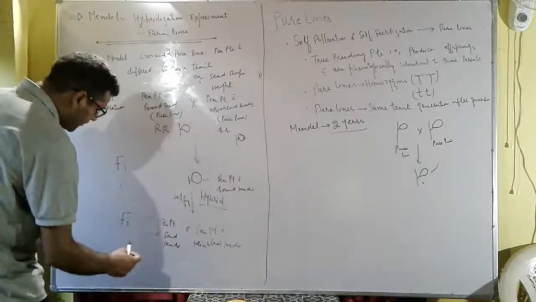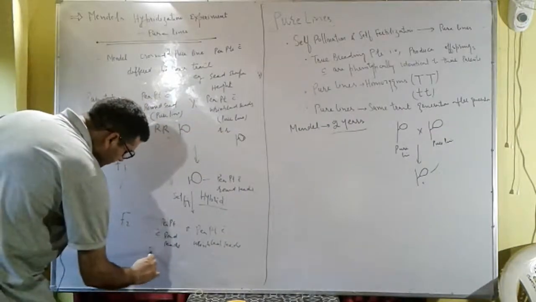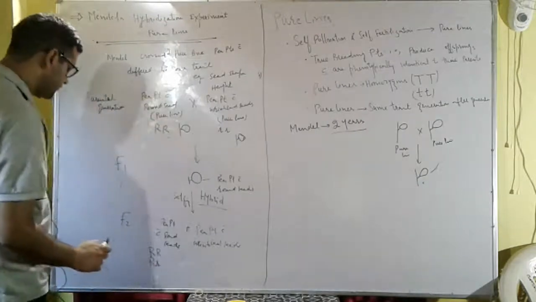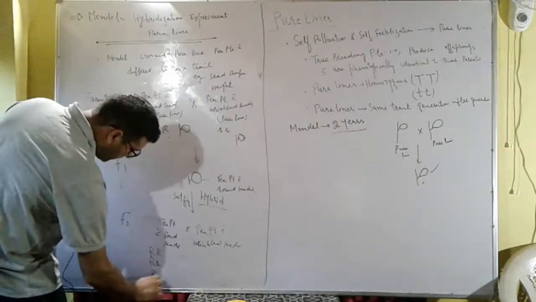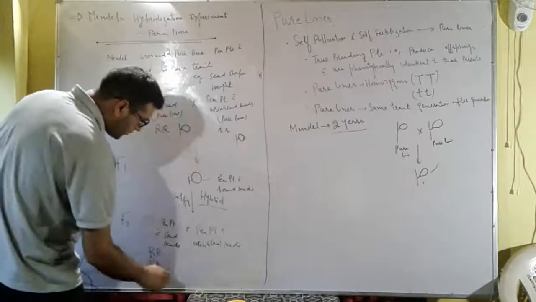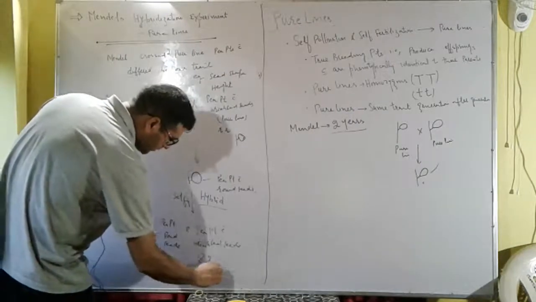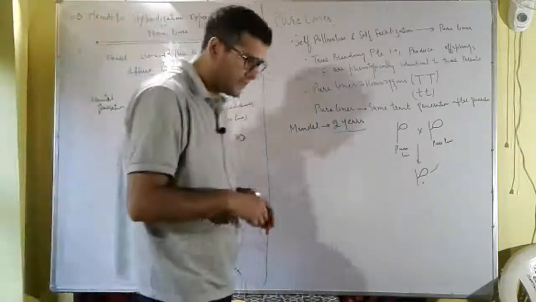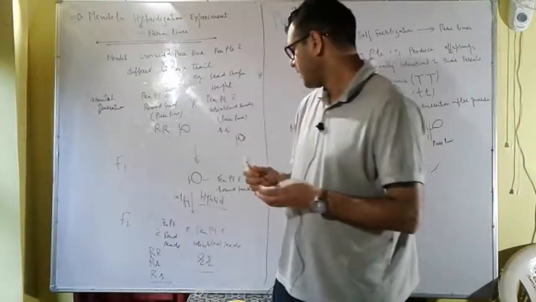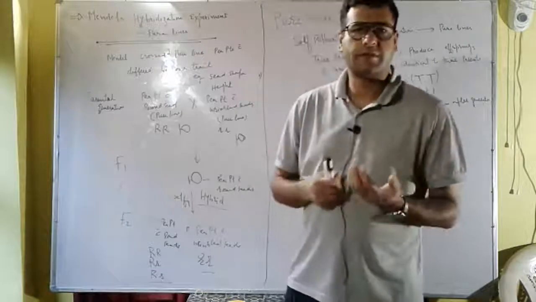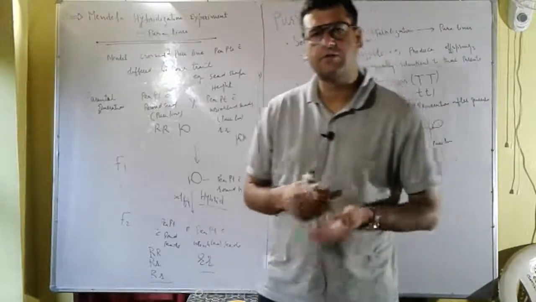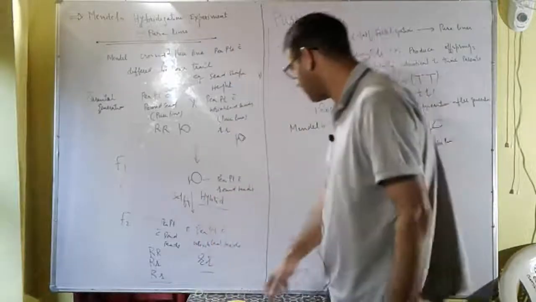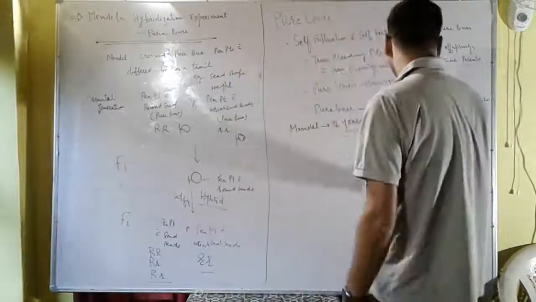So it was like this, and the genotype was shown. So we can say how Mendel performed his hybridization experiments. He used pure lines for his hybridization experiments.